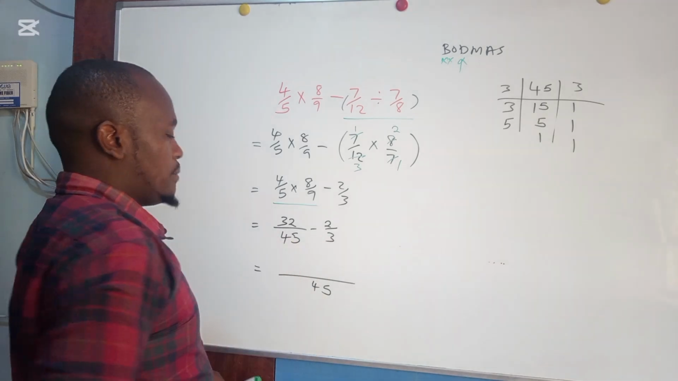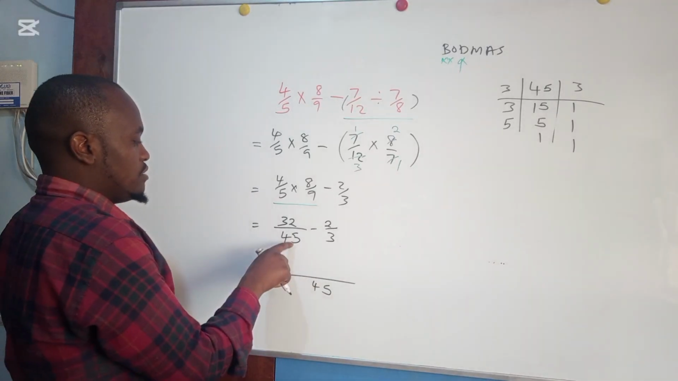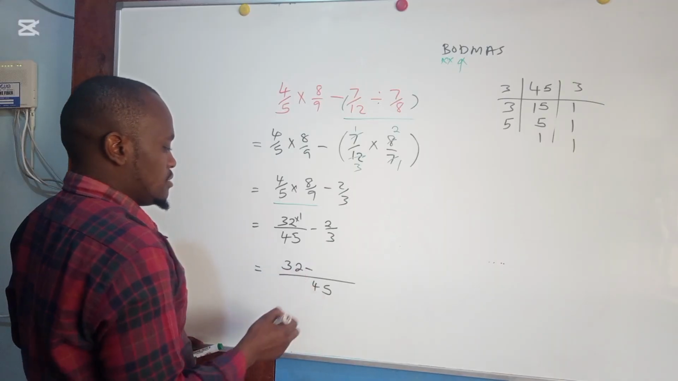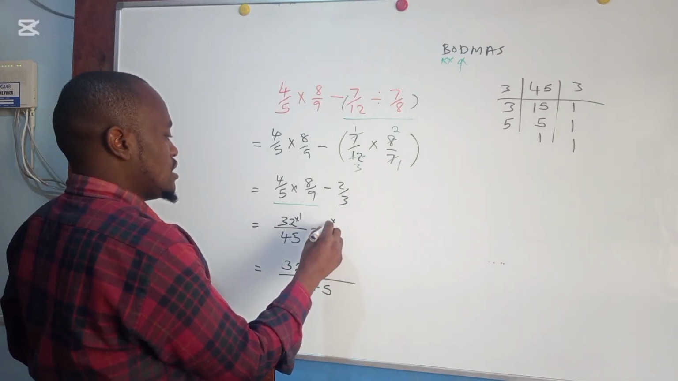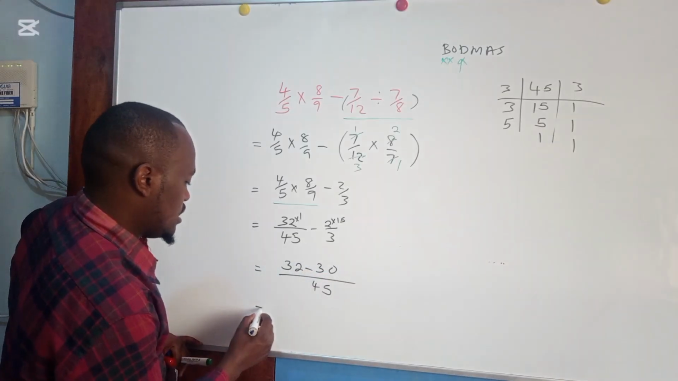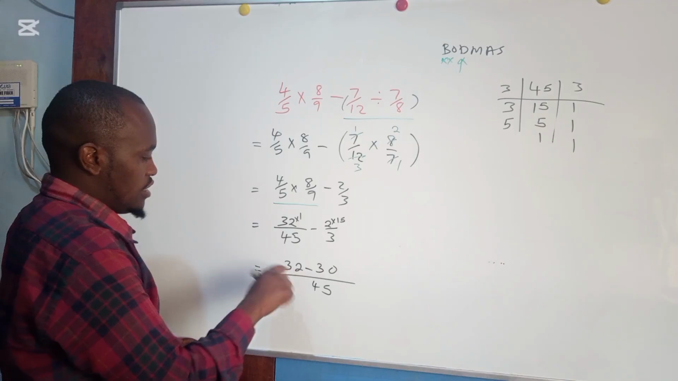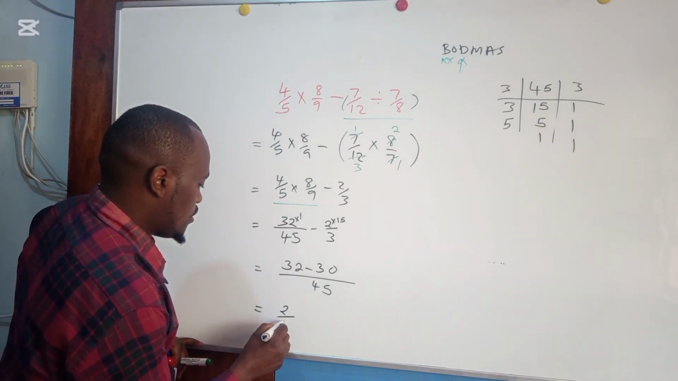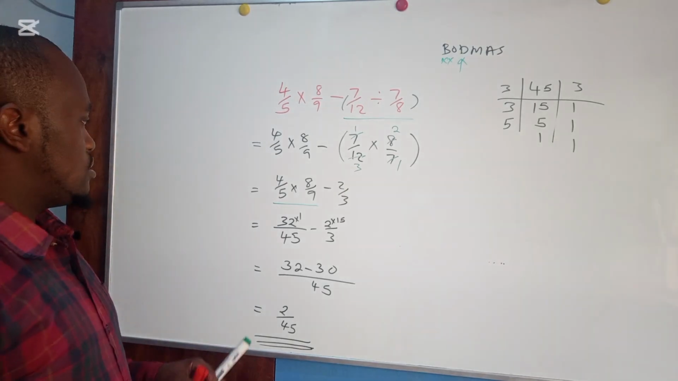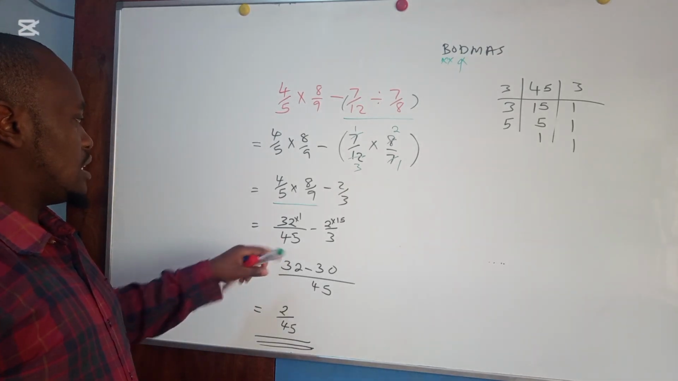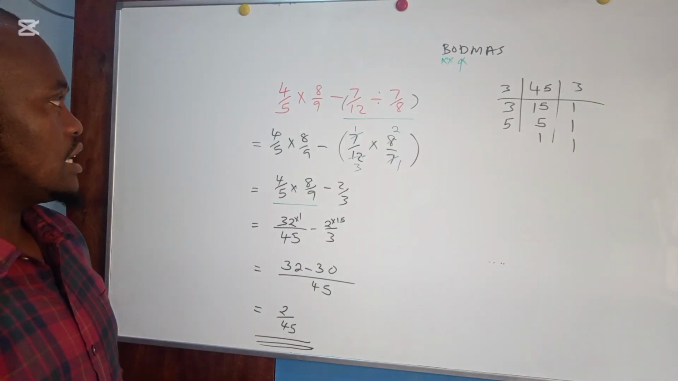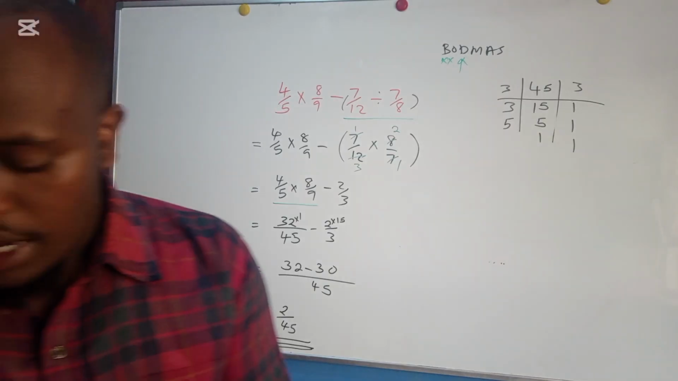45 divided by 45 is 1, times 32. Subtract: 45 divided by 3 is 15, 15 times 2 is 30. And your answer is 32 minus 30, which is 2 over 45. This is your answer. Some students will begin getting discouraged when they start seeing large numbers like 45. Don't be discouraged. Now we do the very last question. I know you have attempted this.